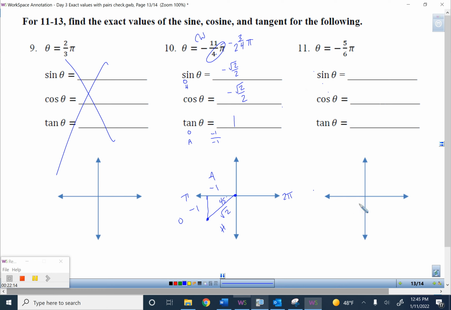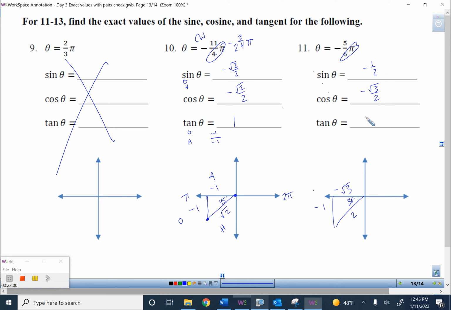Negative 5 pi over 6 should have been also in quadrant 3, but this time we've got a 30-degree angle showing up. 1, 2, square root of 3 for a 30, 60, 90. And with this, negatives again. Sine would have been negative 1/2. Cosine negative square root of 3 over 2.